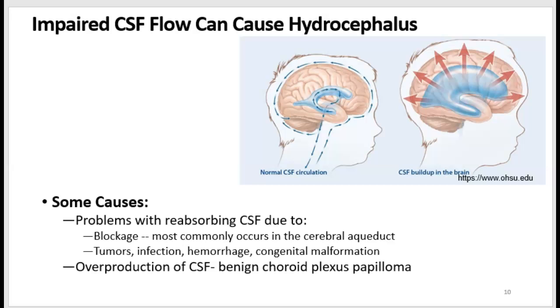A disorder associated with cerebral spinal fluid production and reabsorption is called hydrocephaly. In this picture, you can see the normal size of ventricles on the left and the enlarged ventricles with excess CSF that occurs during hydrocephaly. The most common cause of enlarged ventricles is blockage of cerebral spinal fluid flow at the cerebral aqueduct. It's rare that CSF overproduction occurs, but it could occur when there's a certain type of tumor in the choroid plexus.